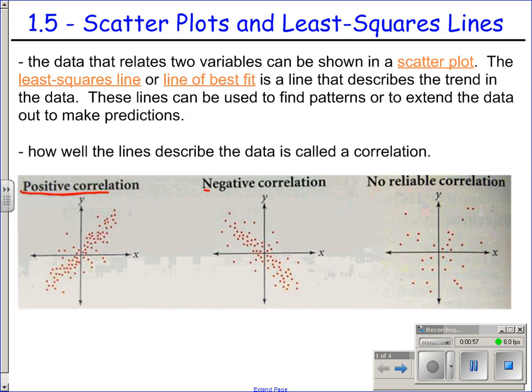The negative correlation, same idea. There's a trend to this data. In general, these points are decreasing, so there's a negative slope if there was a line drawn in there. When you have points that are just scattered all over the place, there is no reliable correlation. The data does not follow any kind of trend. They're just random points, essentially. So, hit pause, copy these things down.